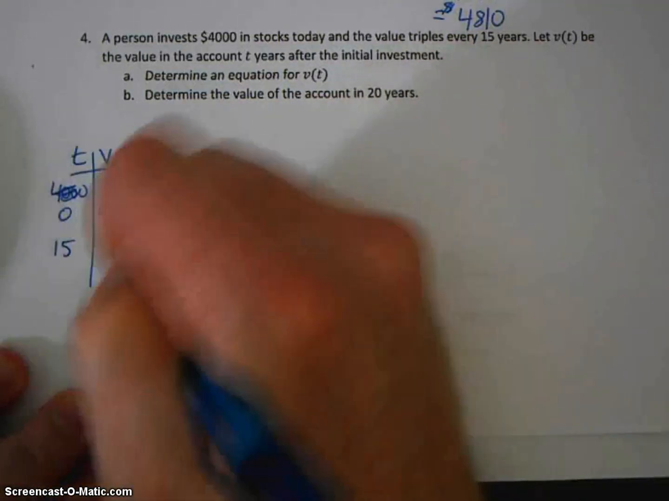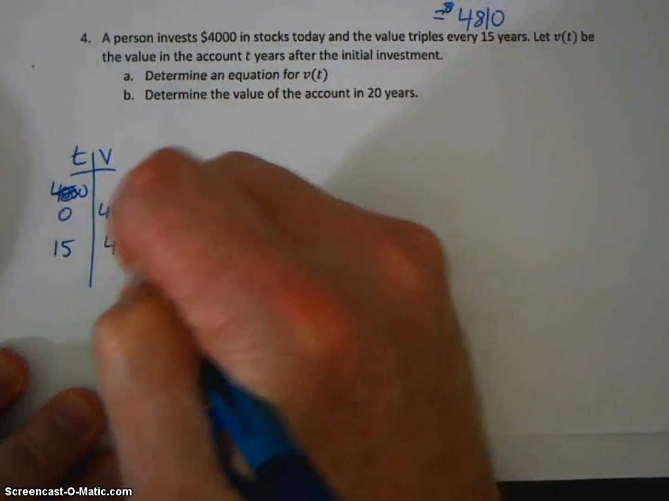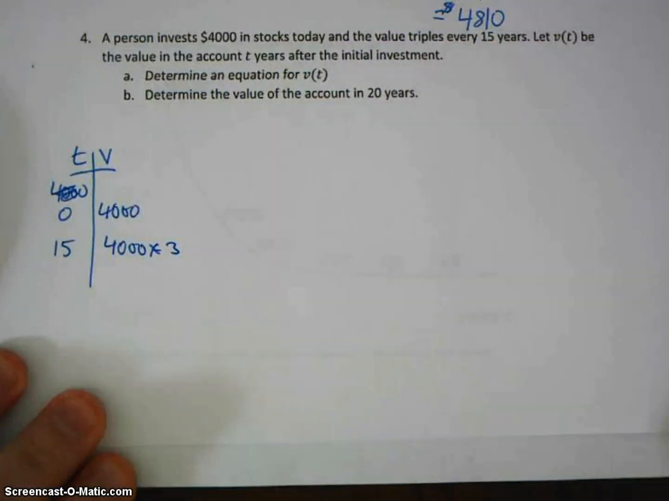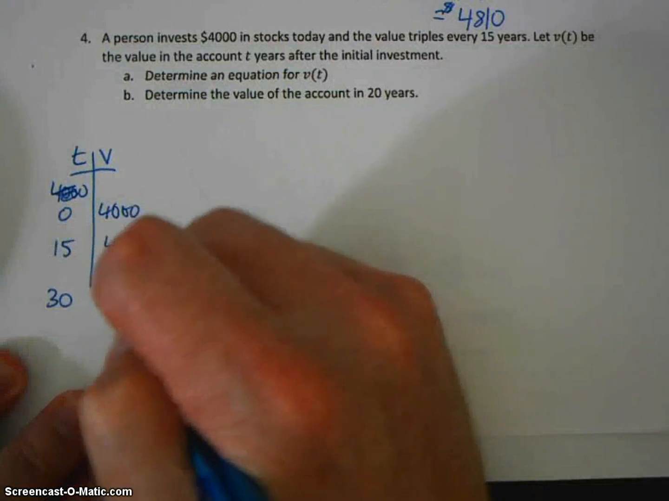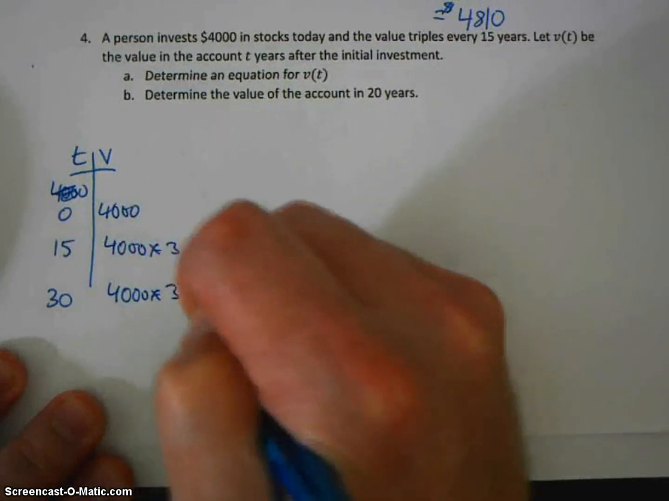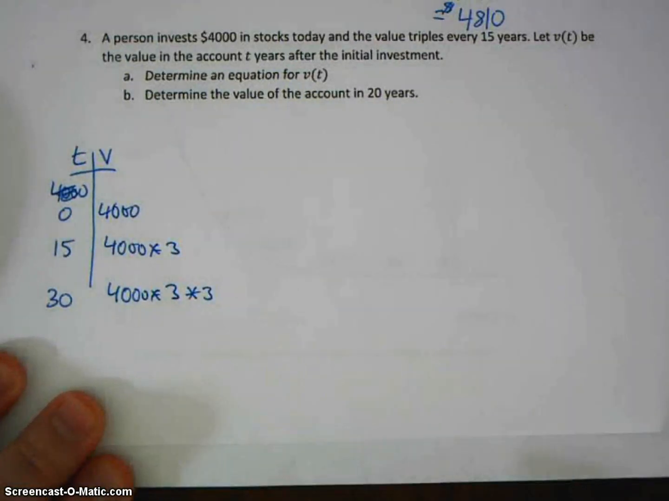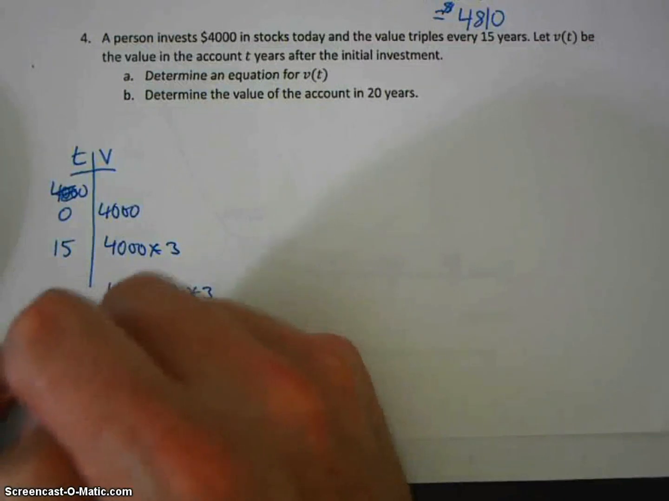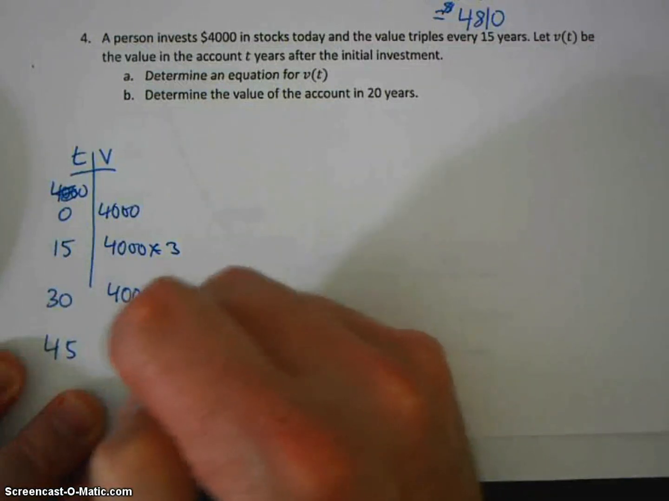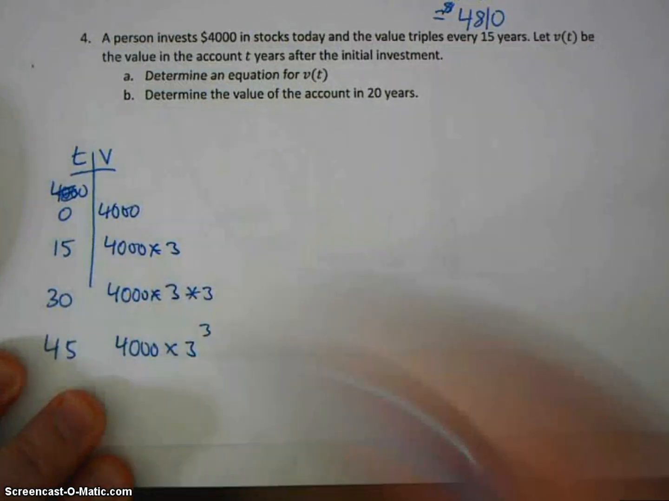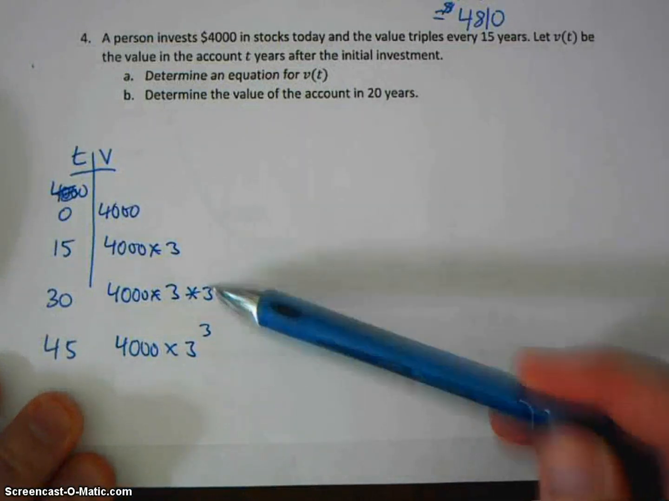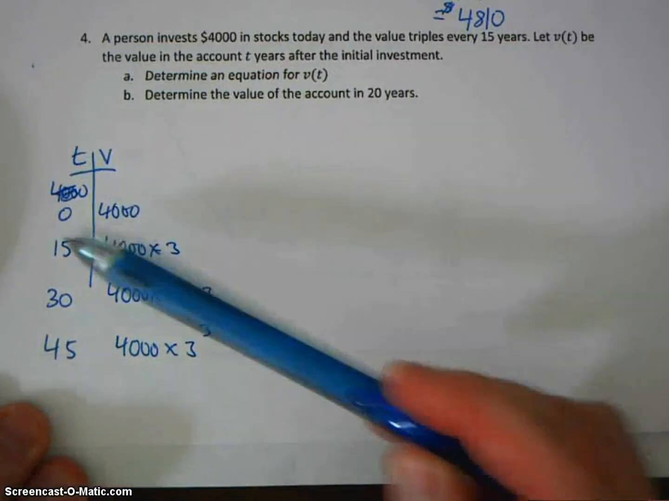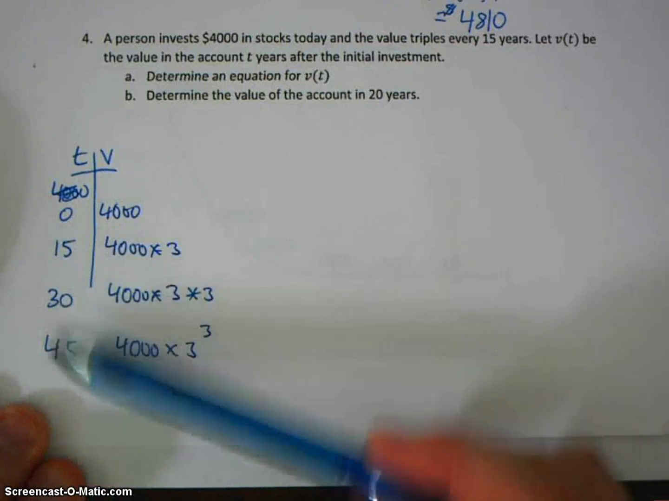15 years later, our account will triple, which means we'll have 3 times as much. Another 15 years, the account will triple again. And then in another 15 years, of course, it will triple again. So you see we're getting the exponential function. We've got 3 to the 1, 3 squared, 3 cubed. The difference is it's every 15 years.